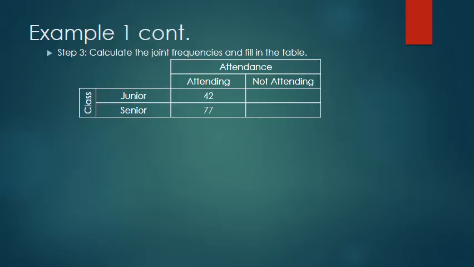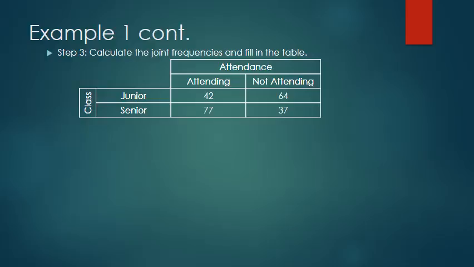But we're still missing some parts of the table. How am I going to figure out how many people are not planning to attend? Well, I have in my information that there's 106 total juniors. And so I can do 106 minus the number that are attending, 42, and that gives me 64, the number who are not attending. I can do a similar thing with my given information to figure out how many seniors are not attending. All right, we've got our two-way table filled in.